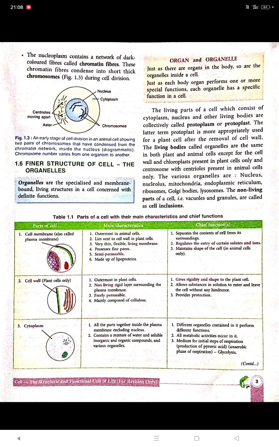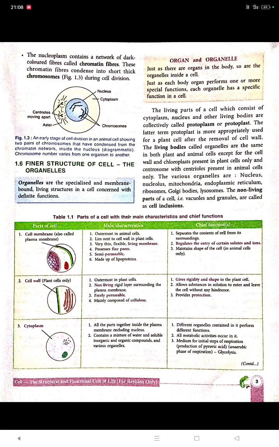That's all. And the cell wall is outermost in the plant cell. What are the characteristics? They are non-living, freely permeable, and made of cellulose. Simply we can write. Next are the chief functions. Gives rigidity and shape. It gives shape in common with the cell membrane, and it gives support and protection. Rigidity means what? Support, strong. Provides protection.